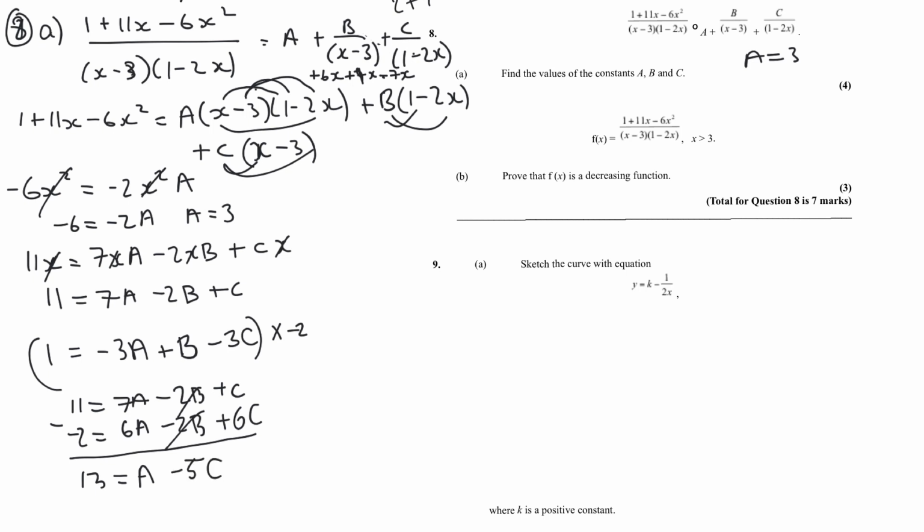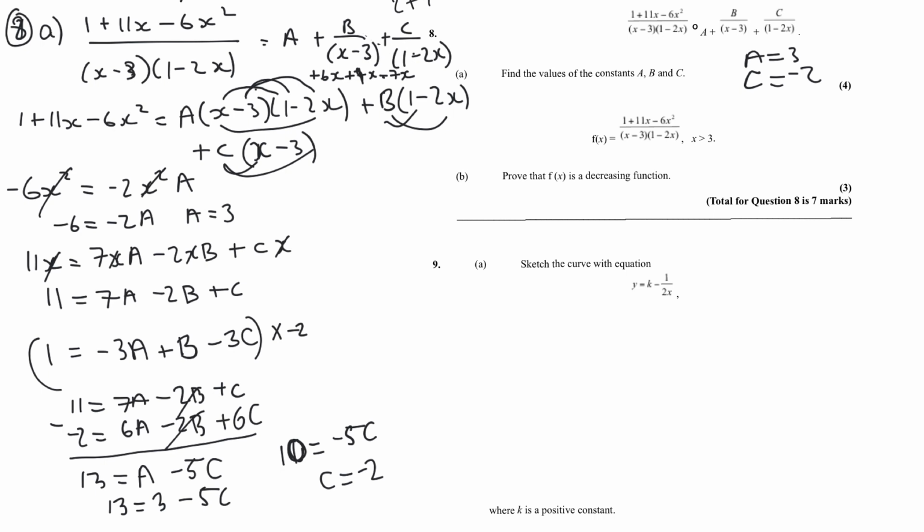And then because we know that a is 3, we're going to substitute that in. So 13 is equal to 3 minus 5c. So then take away 3, it's going to be 10 is equal to minus 5c. So then c is going to be equal to minus 2. So we know c is equal to minus 2.